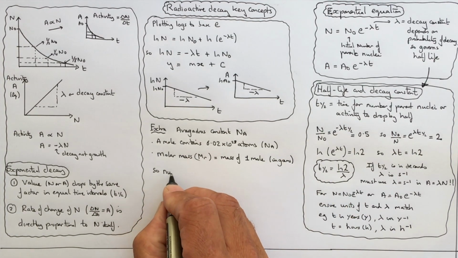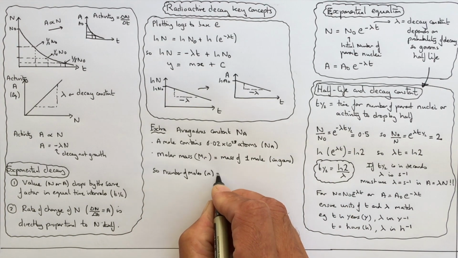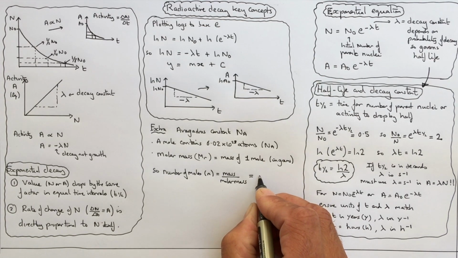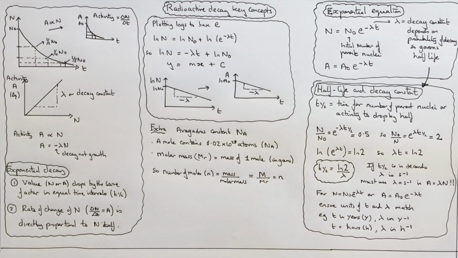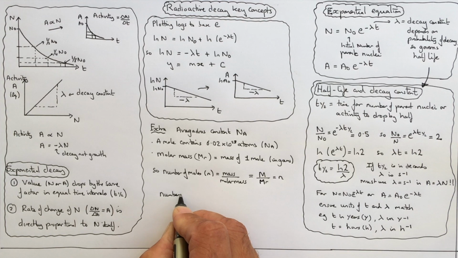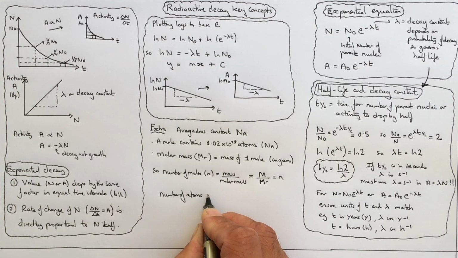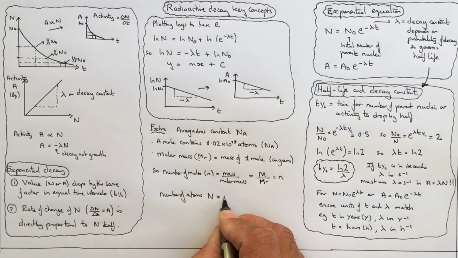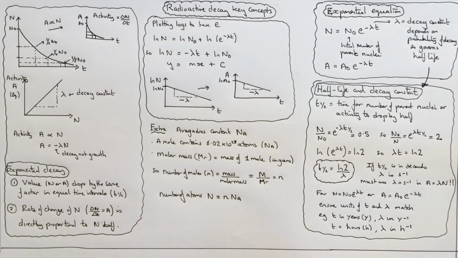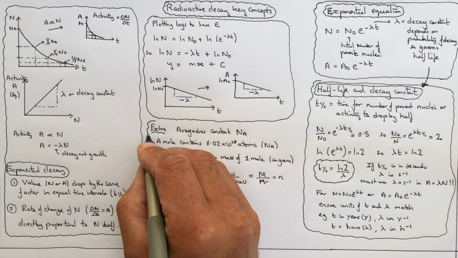So the number of moles, n, in a sample will be the mass of the sample divided by the molar mass, which is capital M over M_r, which is equal to n. Finally, the number of atoms or nuclei in a sample, given the symbol capital N, is equal to the number of moles times the number of nuclei in each mole, which is Avogadro's constant.